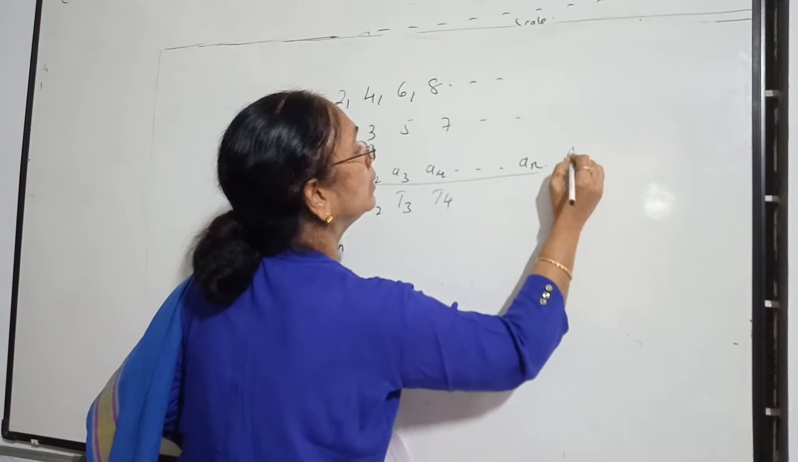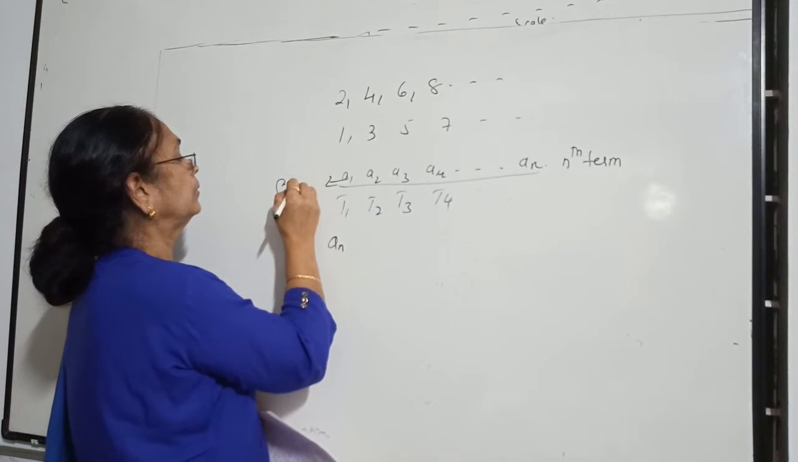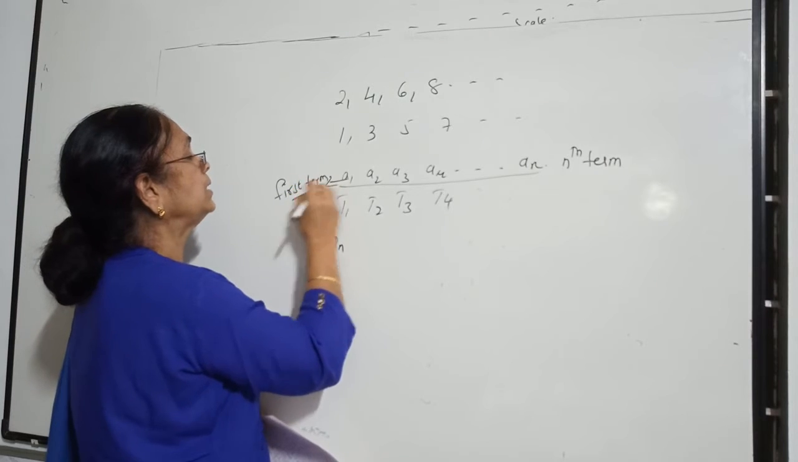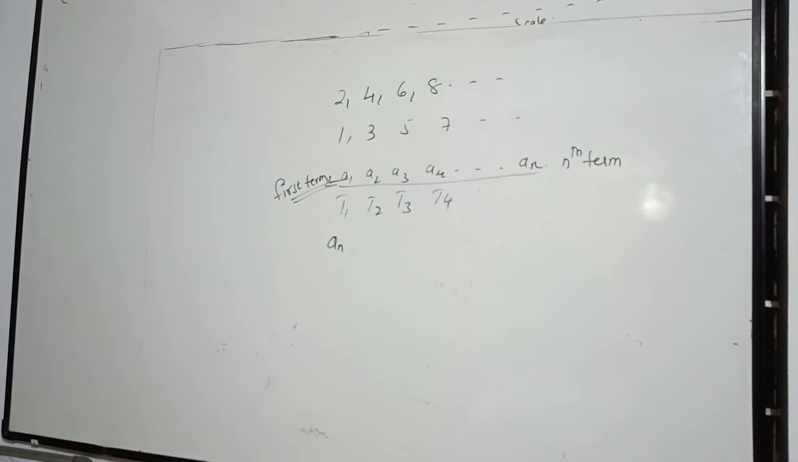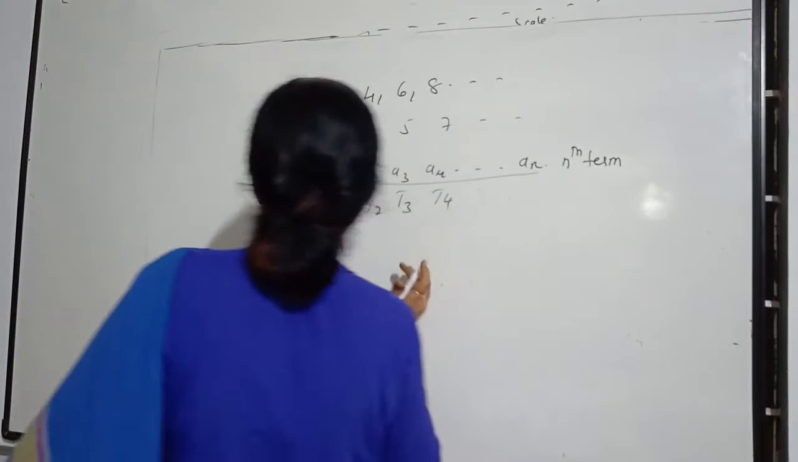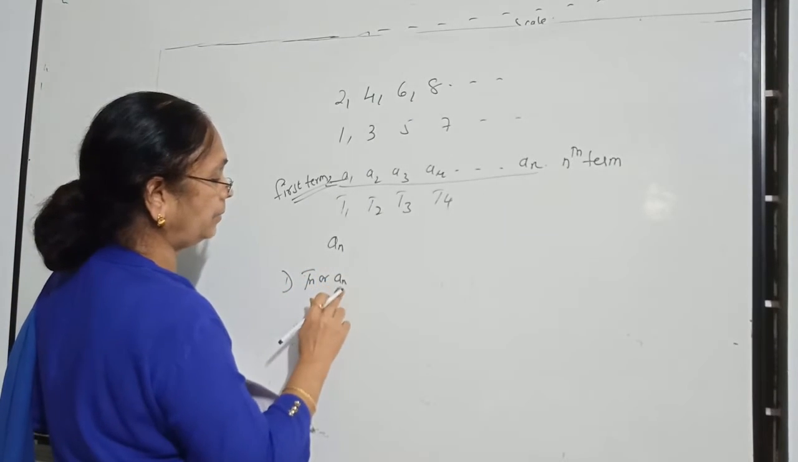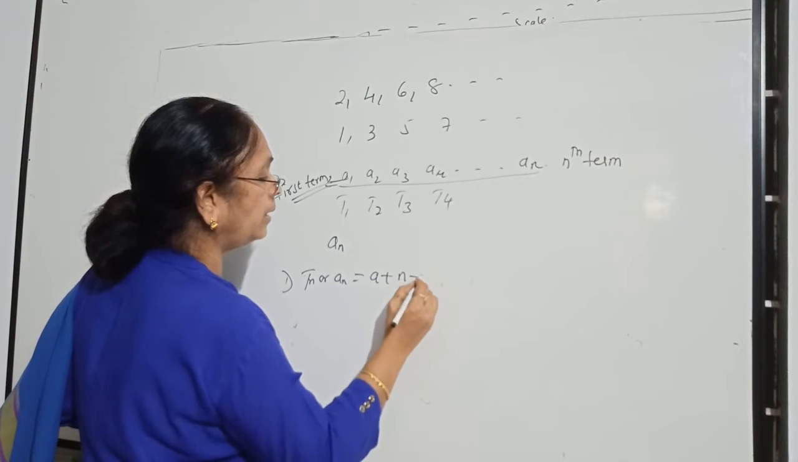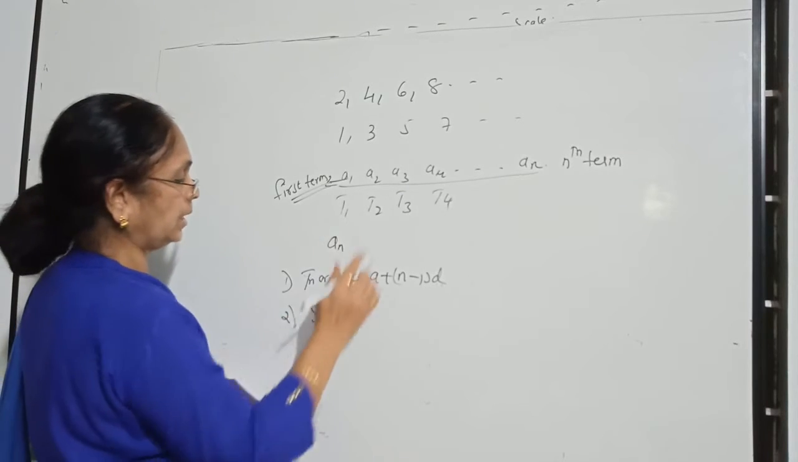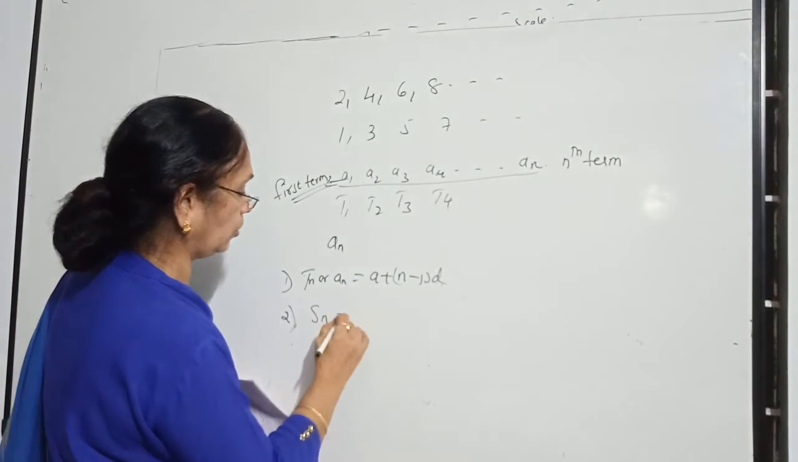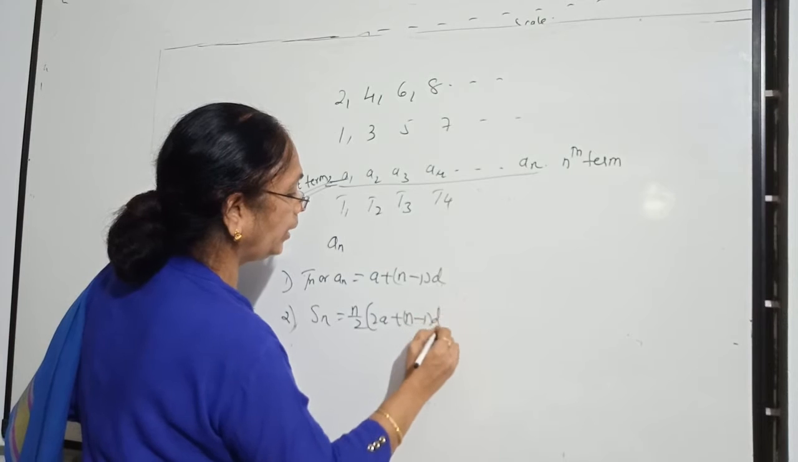This is called the nth term. And this is called the first term. Now the formula: the nth term is equal to a plus n minus 1 into d. Second one, sum. Sum means we are adding the terms. Sn is equal to n by 2 into 2a plus n minus 1 into d.